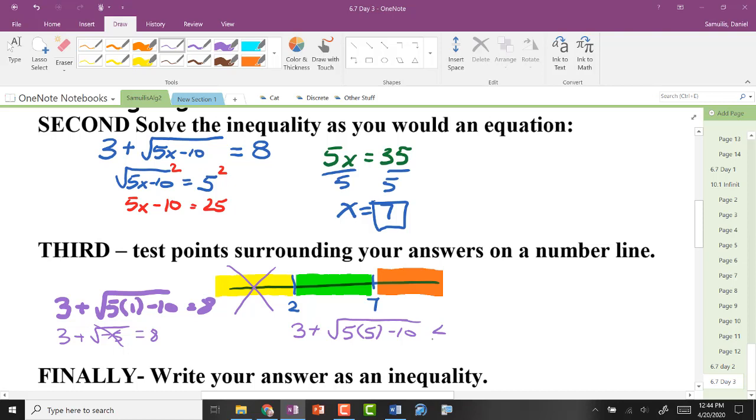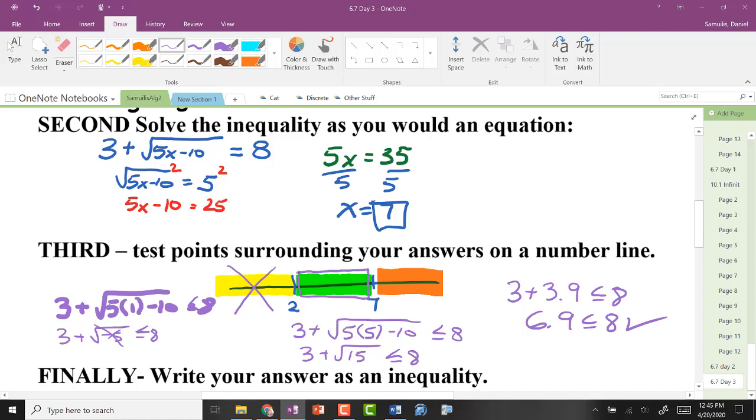Is less than or equal to 8. I should have made these less thans or equal to. Okay, so I get 3 plus 25 minus 10 is 15, less than or equal to 8. So over here, the square root of 15 is about 4.1. No, it's not 4.1. It's 3.9. Okay, so the square root of 15 is about 3.9. So I get 6.9 is less than or equal to 8. That checks out. Okay, so I'm going to use the numbers in between here.